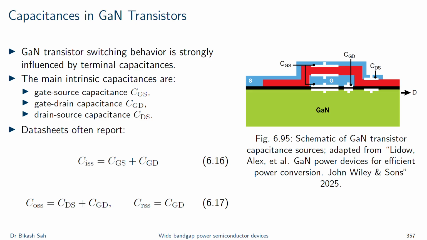Okay, so apart from that, CGD is especially important because it provides the feedback from the drain to source voltage, drain to gate voltage, and CGD is basically the Miller capacitance. CDS and CGD together determine the output capacitance, which affects the soft switching energy, voltage transition time, and ringing.